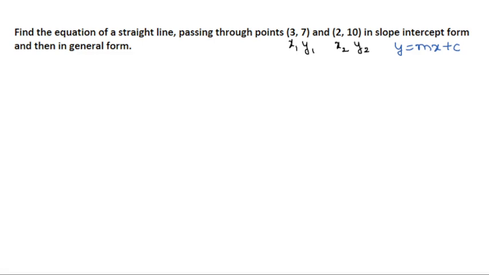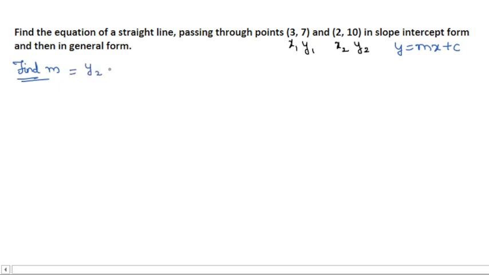Let's get started. Firstly, we are going to find the slope, which is m. The formula for m is given by the difference in y values upon the difference in x values, which is also called rise upon run. Okay, let's substitute the values. The numerator is called the rise and the denominator is called the run.